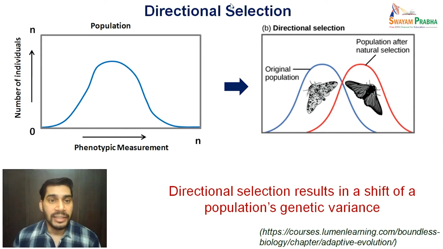Again, if you see graphically the same graph, under the influence of directional selection, it shifts towards one extreme. So this original population, which was, let's say, majorly favoring light moth under the light background, is being shifted towards the darker morphological forms. So this shift towards one direction is the reason why we call it directional selection. And the overall effect is that it results in a shift of the population's genetic variance. So it is not decreasing the variance, but it is shifting the variance, unlike stabilizing selection.